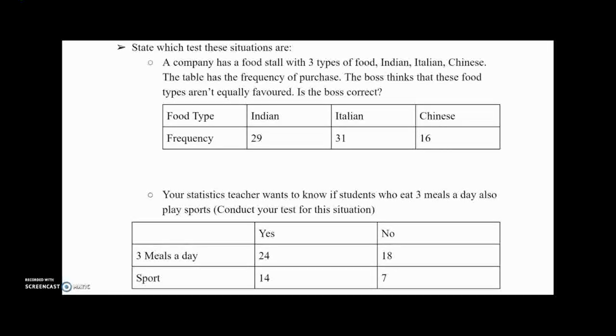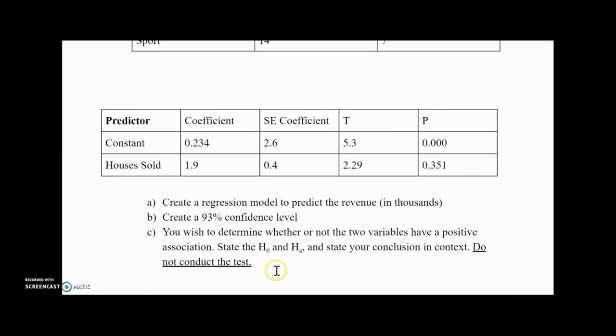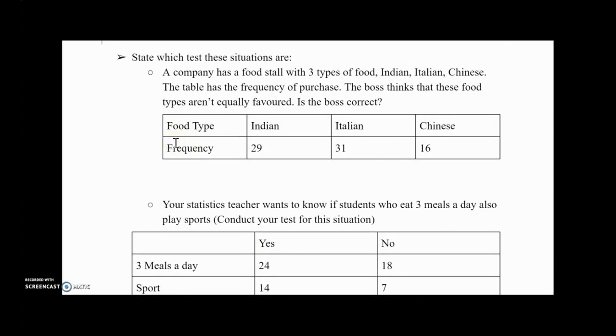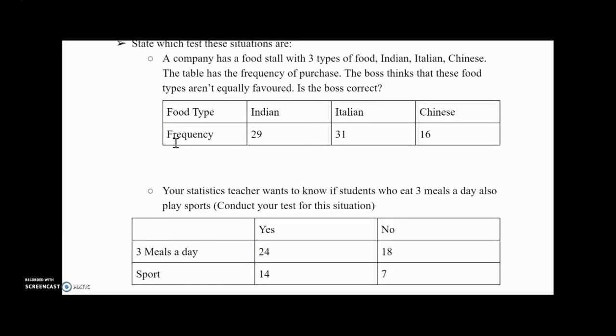So I've given you two questions here and a subsequent question at the bottom. For the first question, I want you to state what test it is, so whether it's chi-squared test of homogeneity, goodness of fit, independence, or if it's a linear regression test. For your second question, I want you to do the same, but I also want you to conduct the test. And the third question over here is a three-part question that deals with a linear regression model.